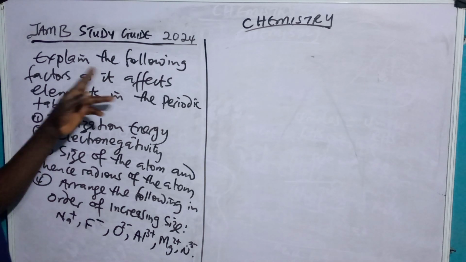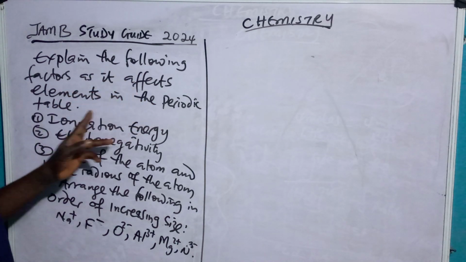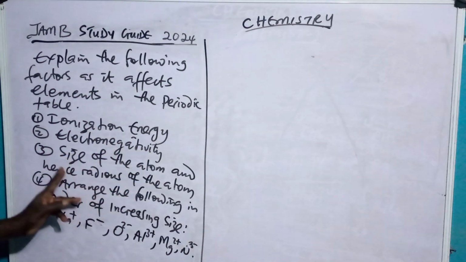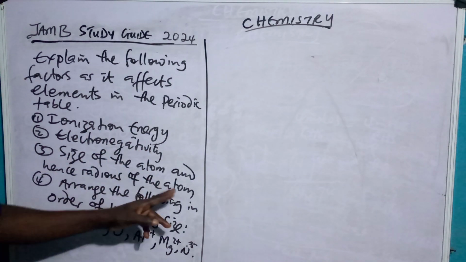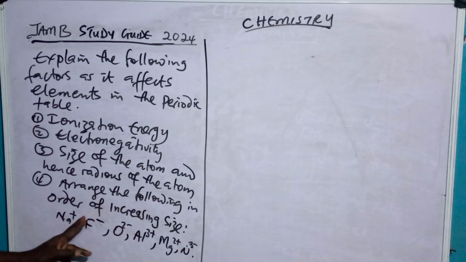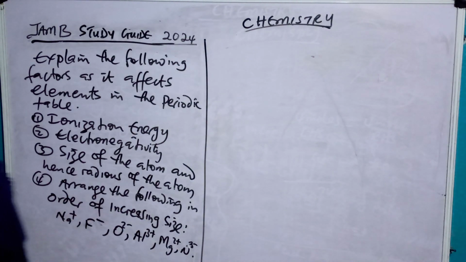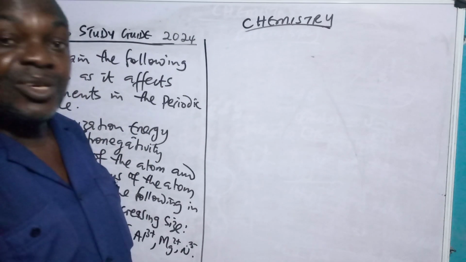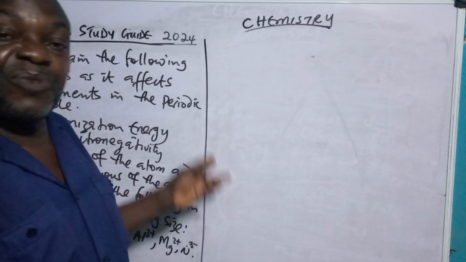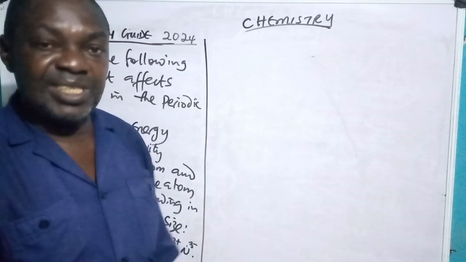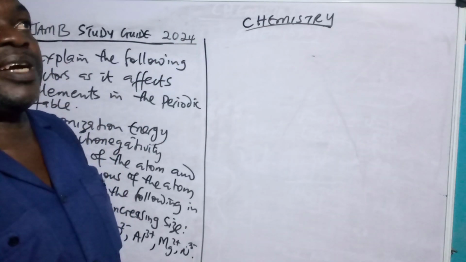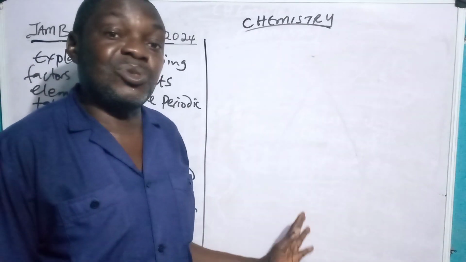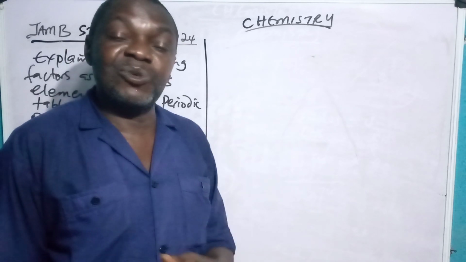The question here says, explain the following factors as they affect elements in the periodic table: ionization energy, electronegativity, size of the atom, and hence the radius of the atom. Arrange the following in order of increasing size. Remember, all these topics are properly selected, so that by understanding this, you understand almost everything. And in the course of explaining this, we will explain almost everything in the periodic table. That's why I said you should settle down and try to understand. And again, we'll take our time to go into all these areas in order for you to succeed.